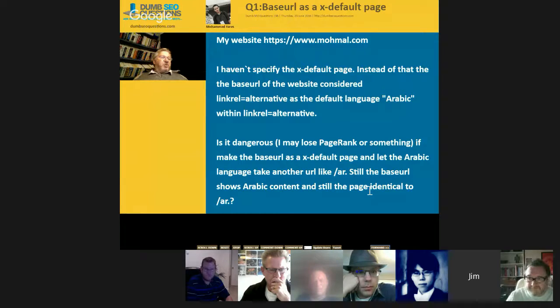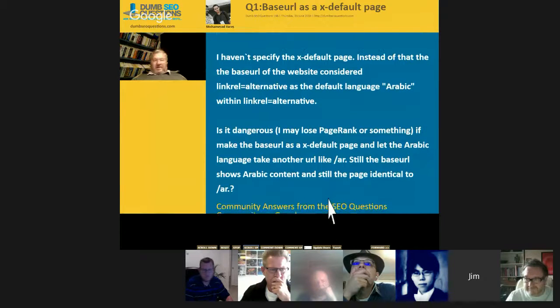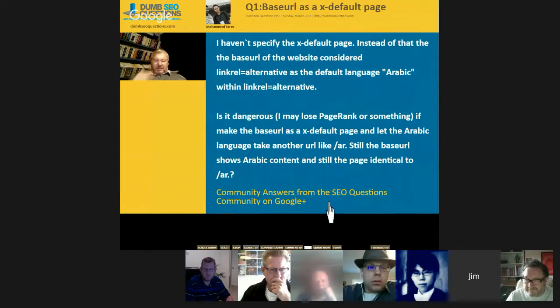Still, the base URL shows Arabic content, and still the page is identical to /AR. How's your Arabic, guys?